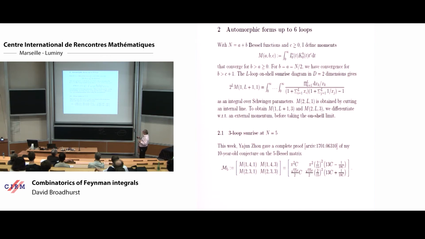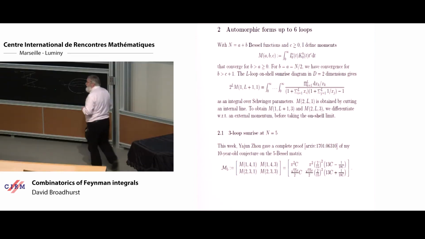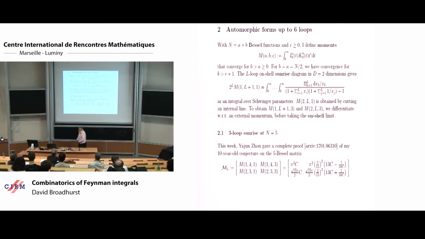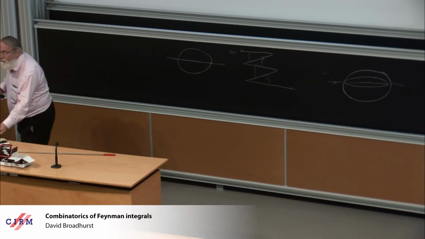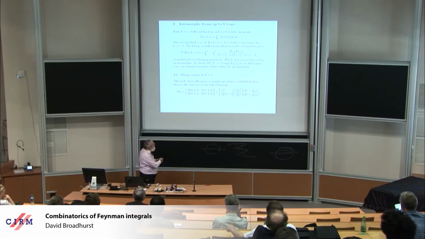So I've just written this one down here because this is what's called the general sunrise integral. It generalizes what I call sunrise and what less optimistic people call sunset. You're supposed to see the horizon there and half of the sun, the horizon. So these are generalized sunrise diagrams.